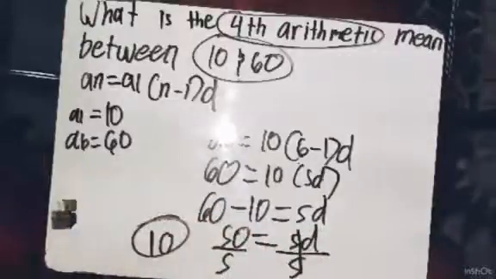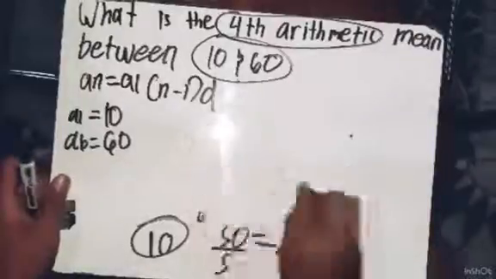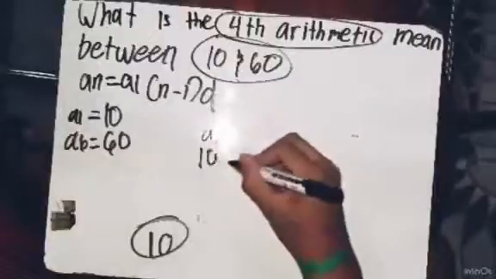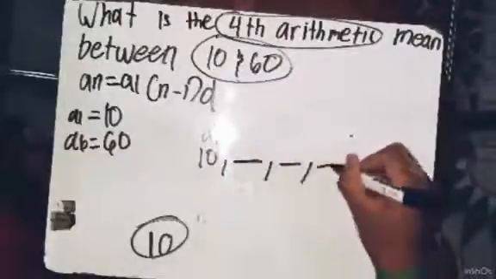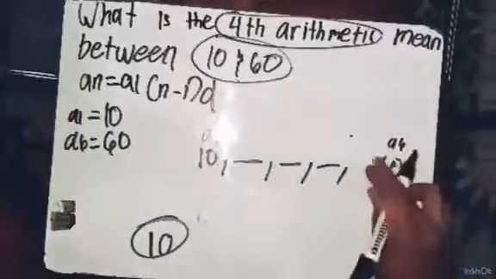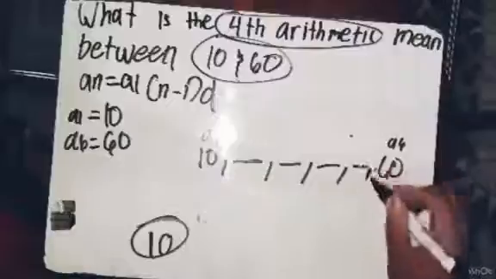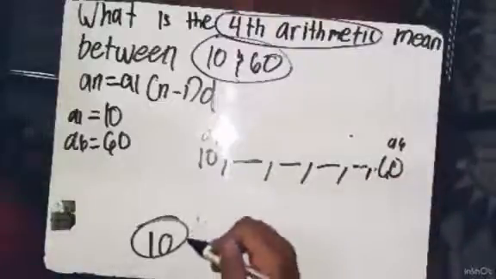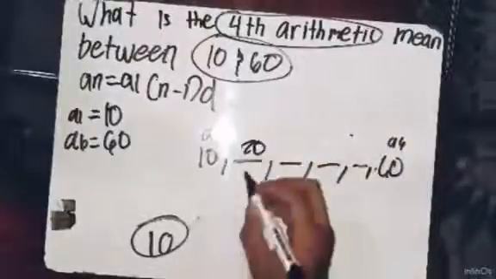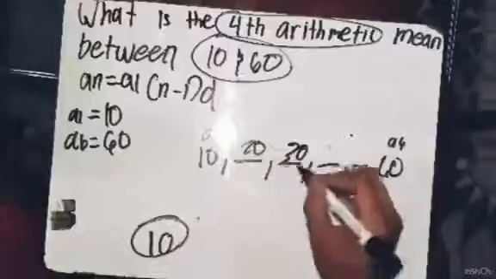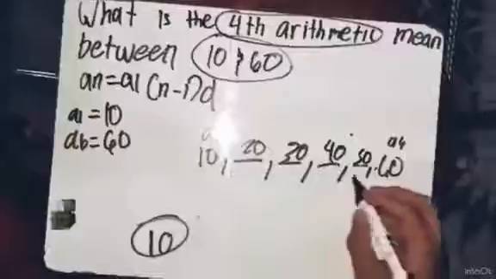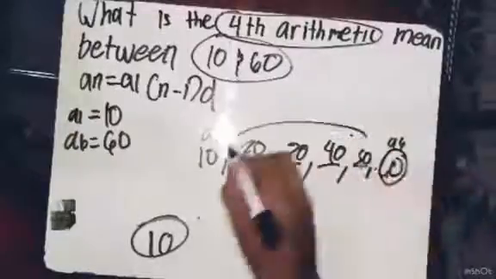Now, let's see if our answer is correct. So, A1 is 10, 2, 3, 4, 60 is 6. So, we're just going to add 10 to this number. 10 plus 10 equals 20. 20 plus 10 equals 30. 30 plus 10 will be 40. And 40 plus 10 will be 50. And 50 plus 10 will be 60. So our answer was right.